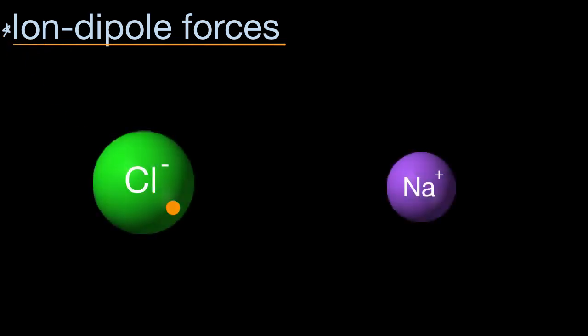Ions are atoms or molecules that have a net charge. So, for example, when chlorine gains an electron and becomes the chloride ion, it's an ion because it now has a net negative charge. Similarly, when sodium loses an electron, it now has a net positive charge. So this is the sodium ion. Now, what's the difference between that and a dipole?